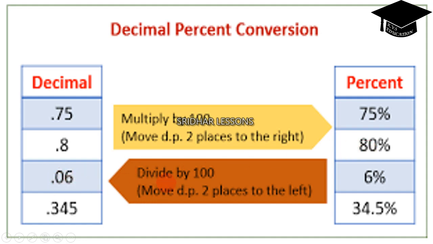0.06, if you divide by 100, the decimal point moves towards the left 2 places. This will become 6%. And 0.345, if you divide by 100, this will become 34.5%. Observe the difference between multiplying as well as dividing with 100.